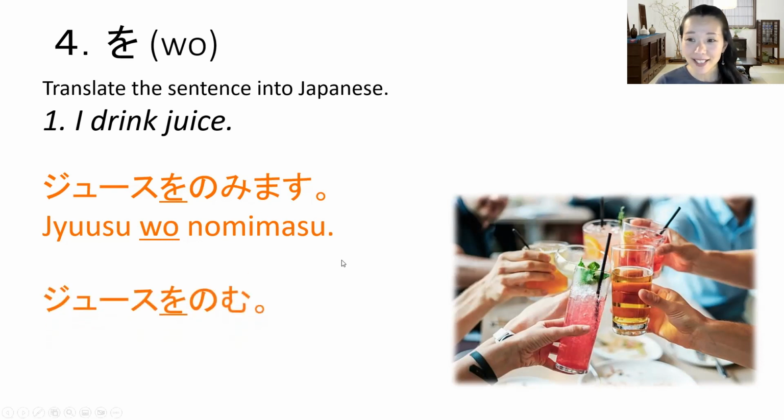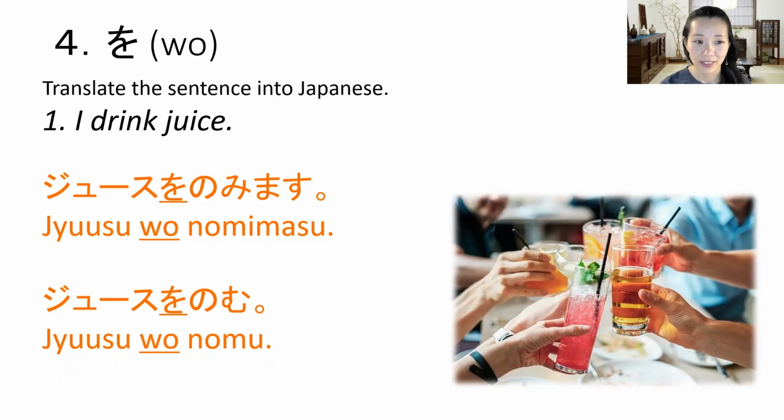飲みます is a formal way, the masu form of the verb. So if you want to make it a short verb, if you want to use the dictionary form of verbs, you can simply use 飲む. Okay, repeat after me. ジュースを飲む。ジュースを飲む。Good.